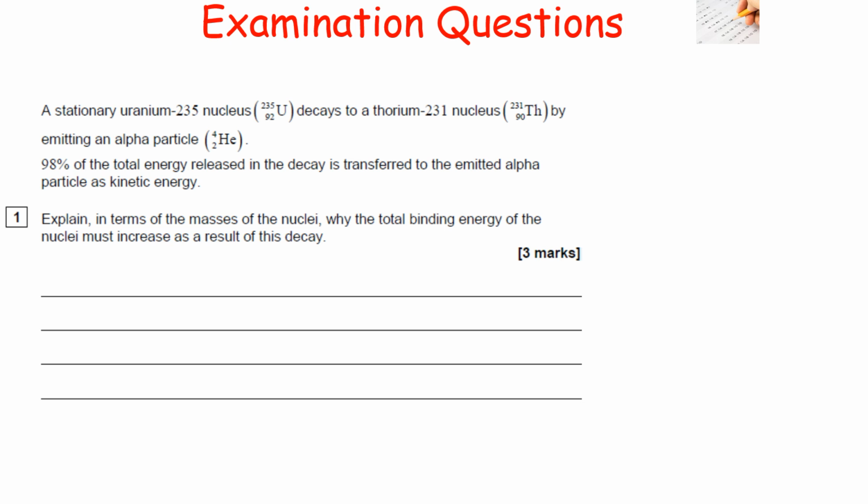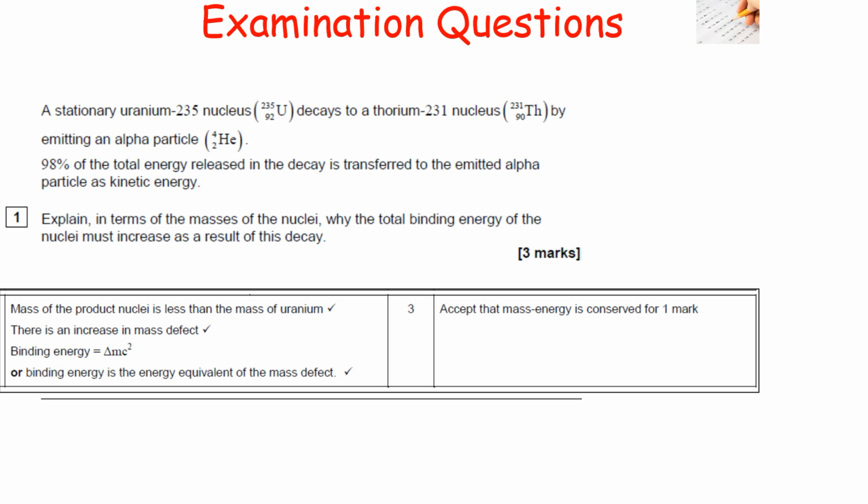Right, so how would you answer this type of question? Well, it's important to note that in any nuclear decay, the mass of the product nuclei is going to be less than the mass of the original uranium nucleus. Now, we call this difference in mass the mass defect. So the idea of your binding energy then links by doing E equals delta m c squared, where m is the mass defect. Okay, so therefore you can say that the binding energy is the energy equivalent of the mass defect or the mass deficit.